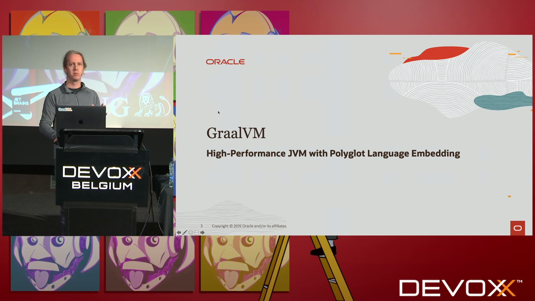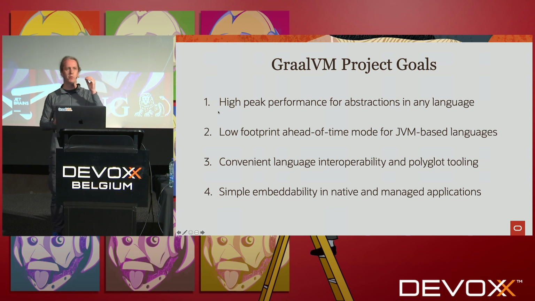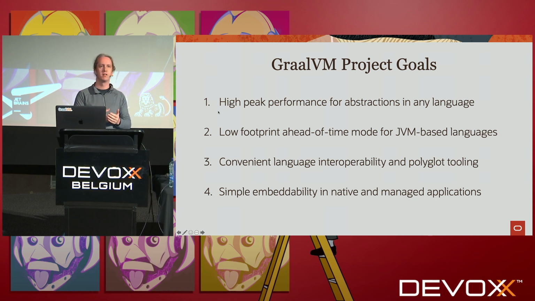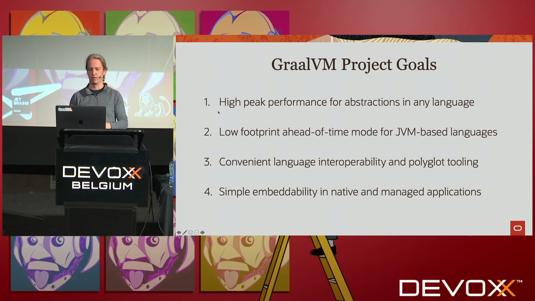What is GraalVM? It's a very simple question with a surprisingly complicated answer. It aspires to be ubiquitous across the cloud stack, and it runs your programs more efficiently, and it makes developers more productive. That's the overall vision. In more concrete terms, we want to provide high peak performance for abstractions in all languages. There was a talk yesterday by Thomas Wörting on this, how GraalVM removes abstractions. We want to provide a low footprint ahead of time compiled mode. Oleg Shelayev talked about this in his talks on native image. And I want to tell you a bit about the third and fourth point here, the language interoperability and polyglot tooling, and also how you can embed this into your Java applications and other kinds of applications.